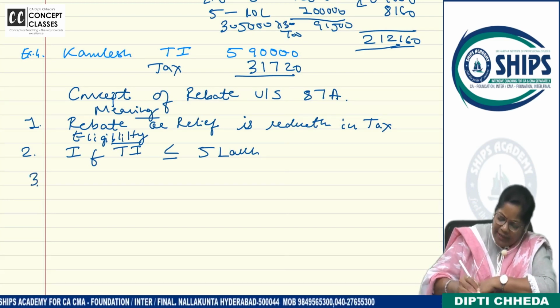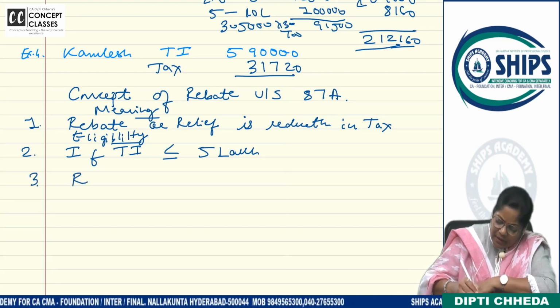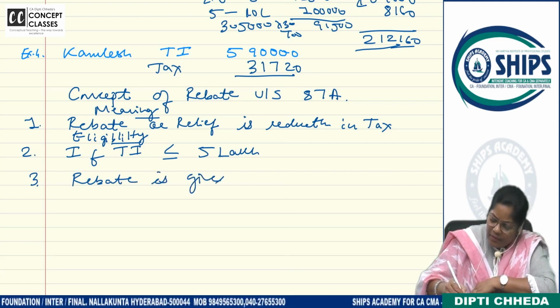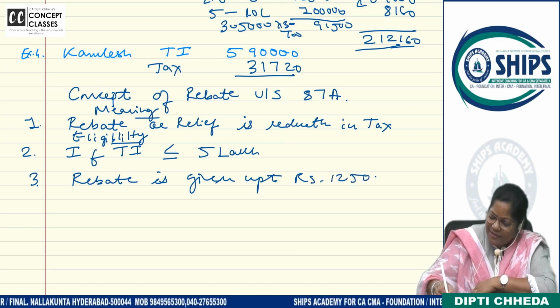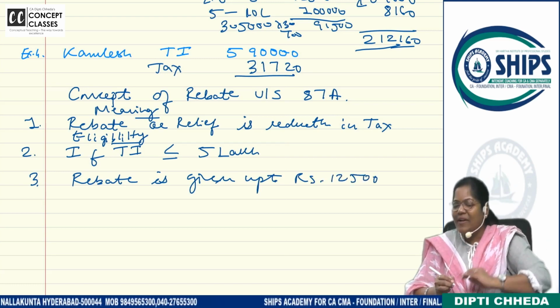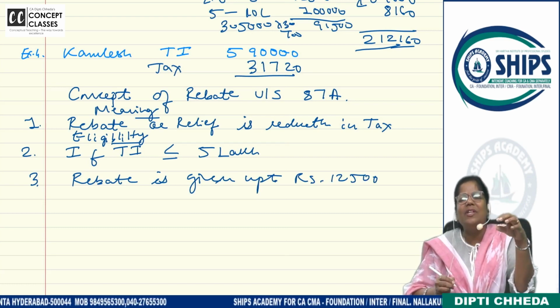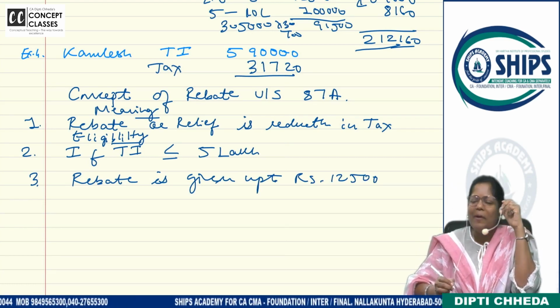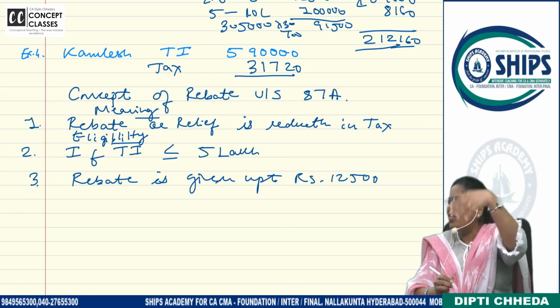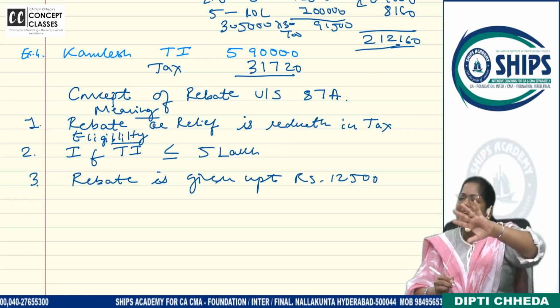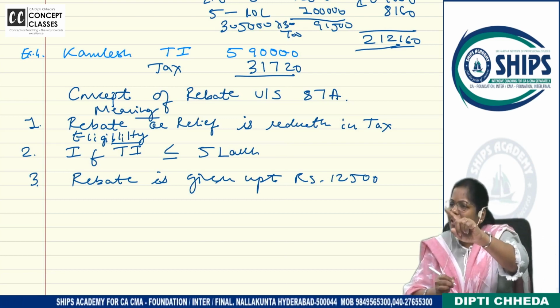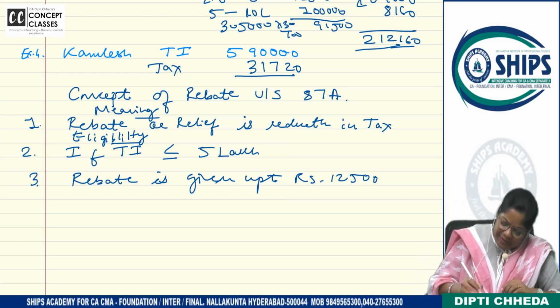Then how much rebate do you get? Rebate is given up to rupees 12,500. Your tax is reduced, because this is like an emotional reason. They say a person who's earning 5 lakh rupees is not earning too well. So let us give them a rebate or a relief in tax. Up to how much? 12,500.